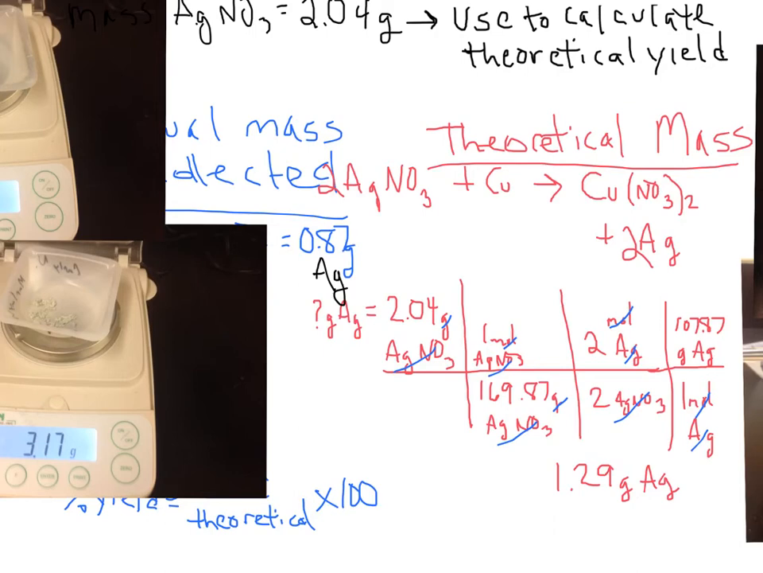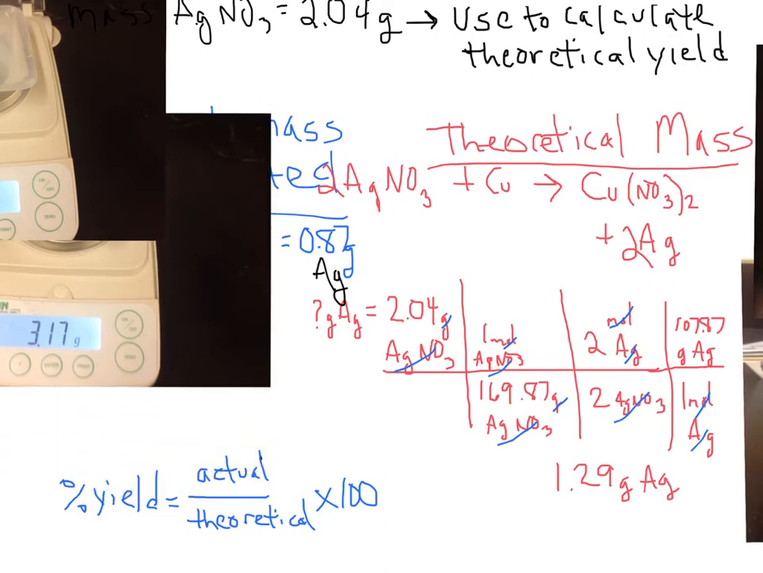So substituting into our equation here then, got a lot going on this screen. Okay, our percent yield then is going to be the actual, which is the 0.87 grams of silver, divided by the theoretical. We could have gotten 1.29 grams of silver. Grams cancels out. We multiply it by 100. So my calculator is telling me that I'm getting 67% yield from this reaction.